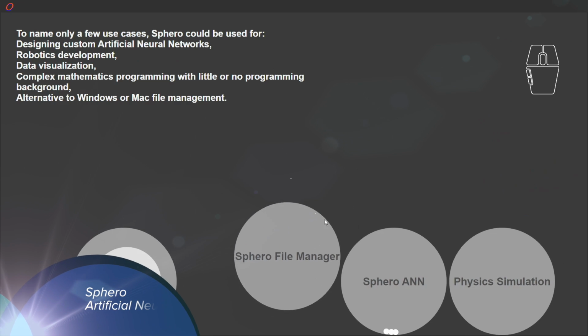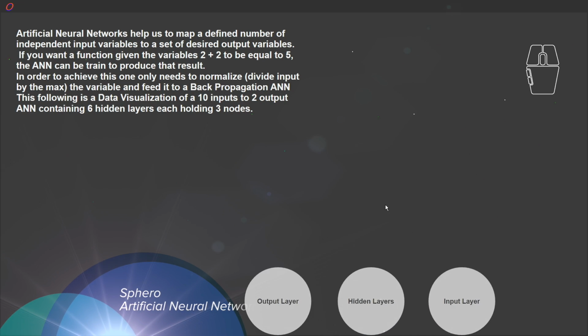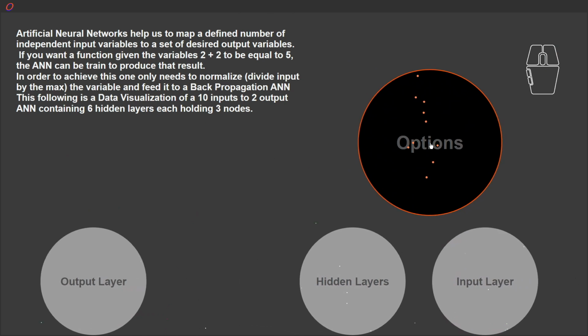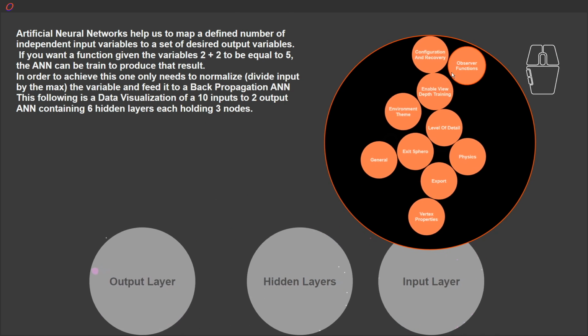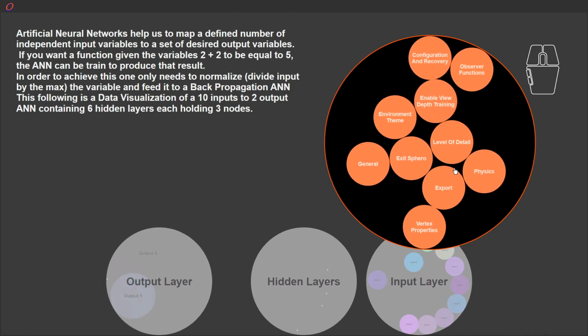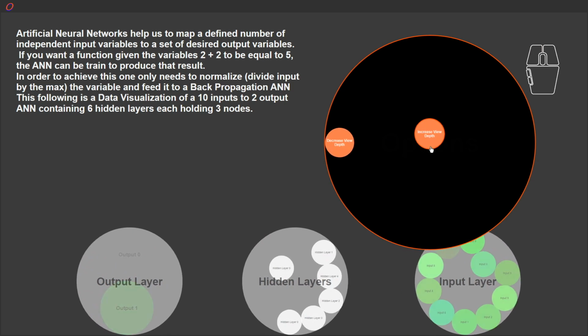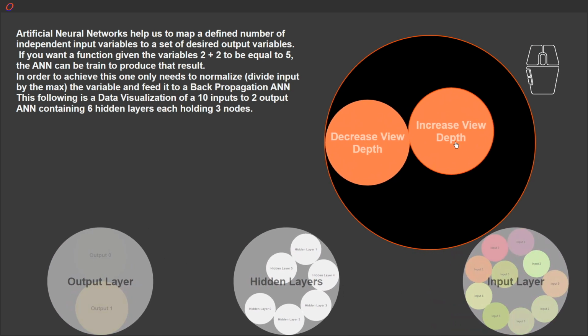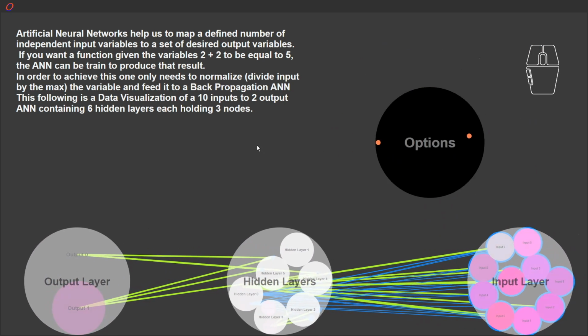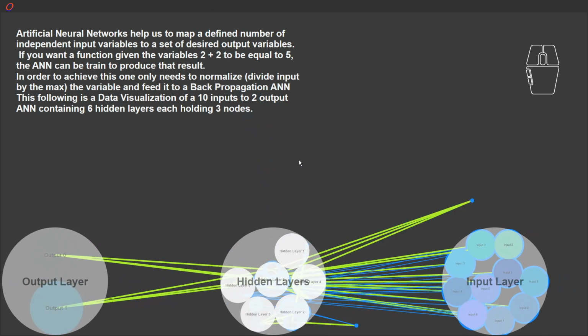Next we look at the artificial neural network example. Let us increase the view depth, allowing us to see more of the underlying spheres by invoking the main menu and selecting the level of detail option. Select the successive increase view depth option. Now we should see the flow of data between the network layers.